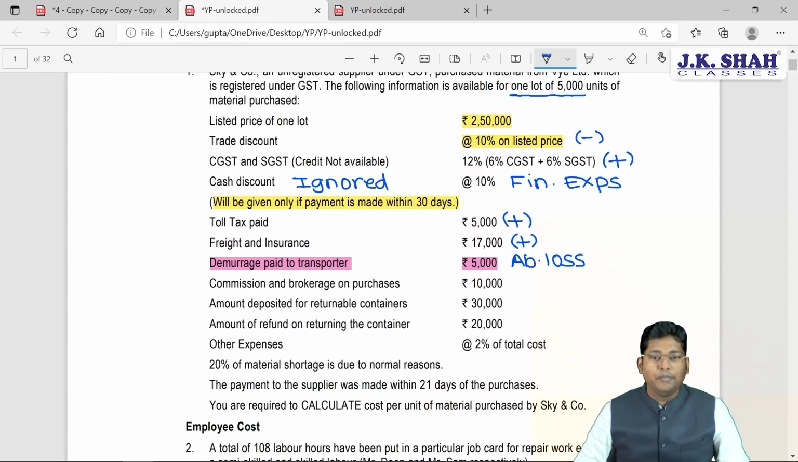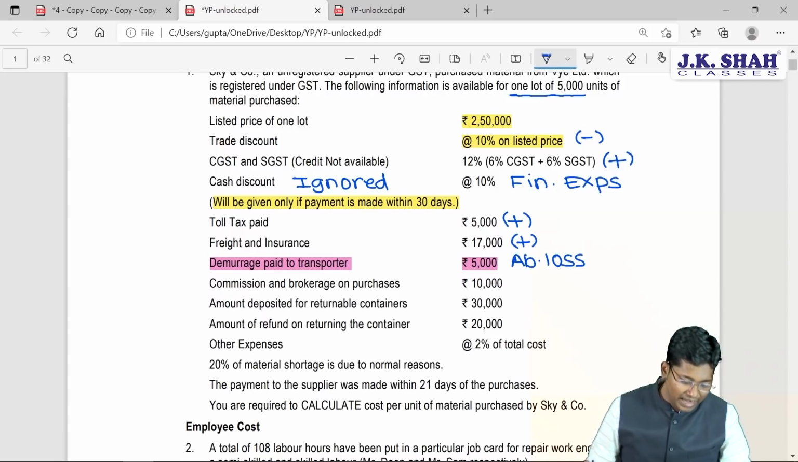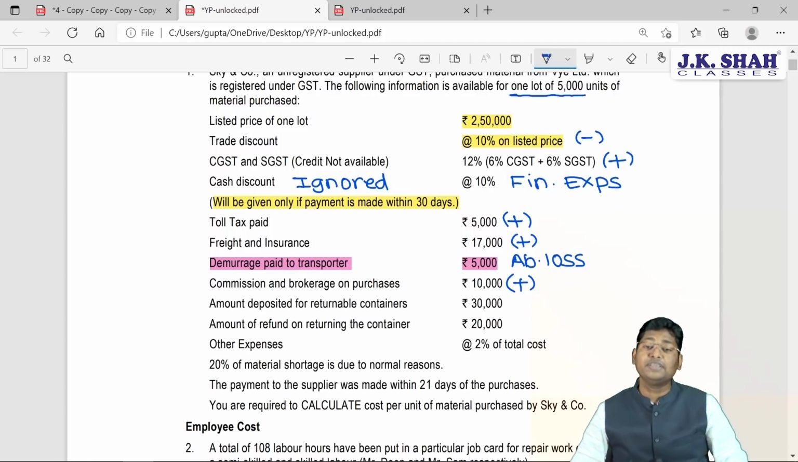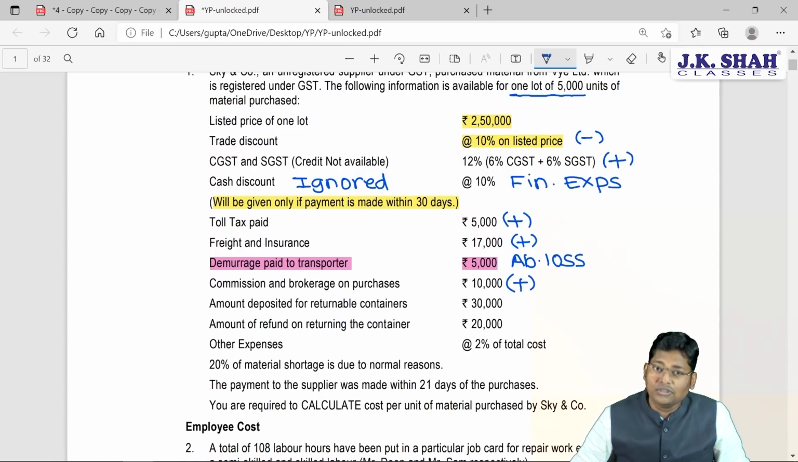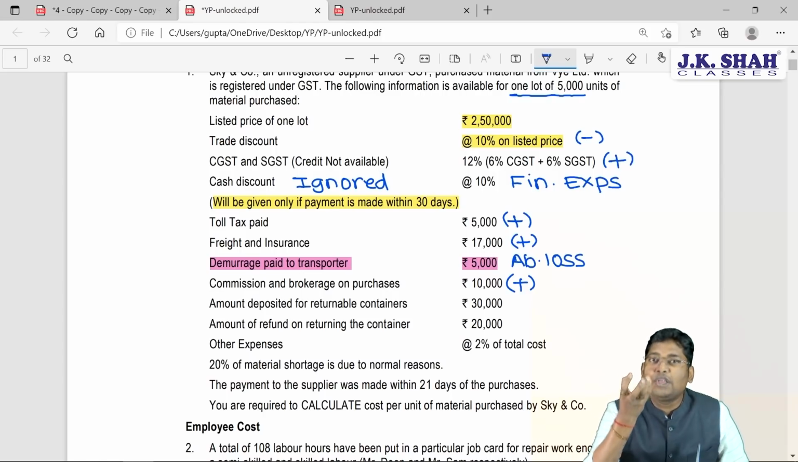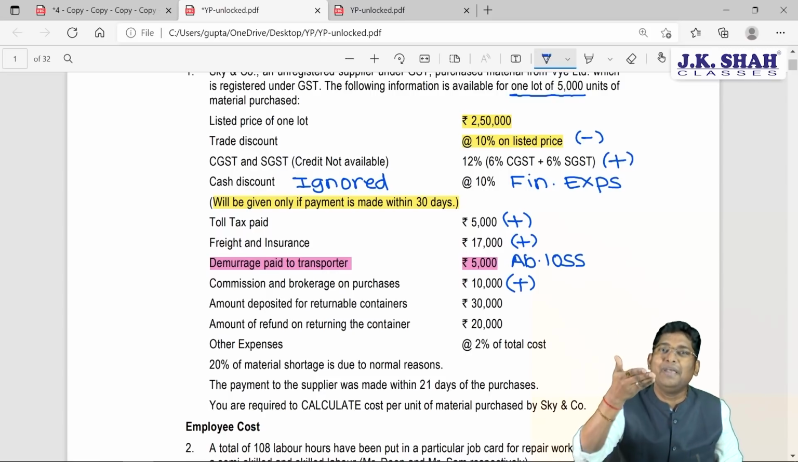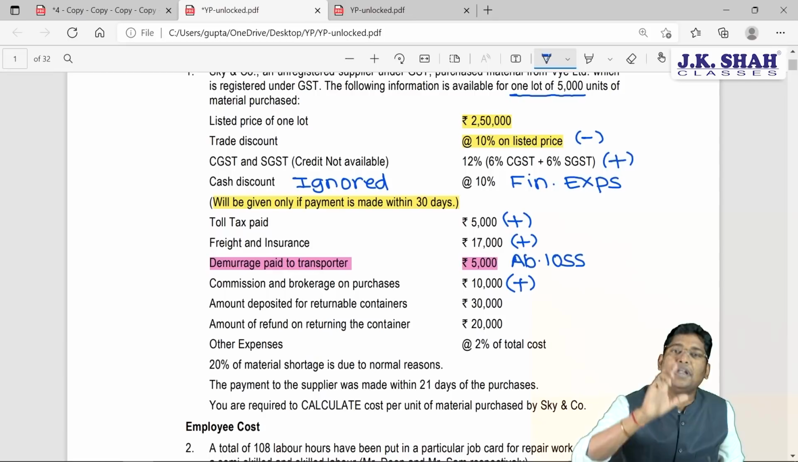Now commission and brokerage on purchases. Commission and brokerage on purchases is simply expenditure related to purchase. That is why we are going to add this while calculating cost of your material. Then amount deposited for returnable containers. Sometimes your supplier takes some security deposit while dispatching the material. He will be dispatching the material in containers. If you are returning those containers back to your supplier, he will be releasing your deposit at that particular point of time.